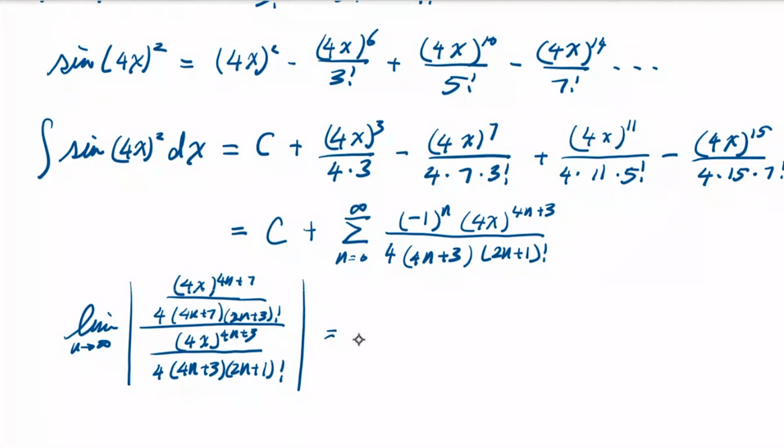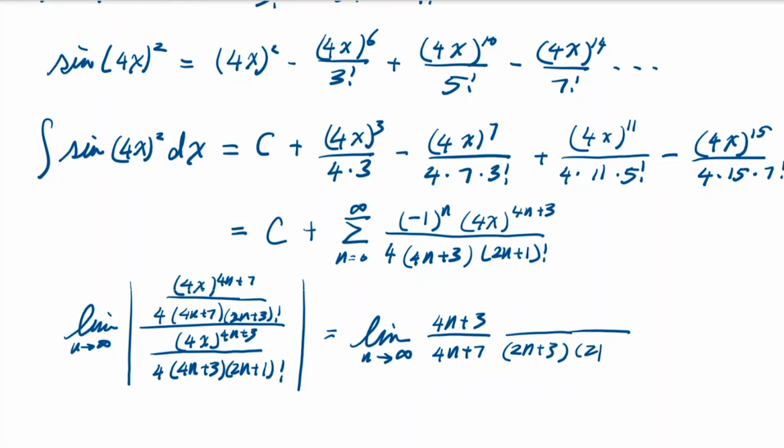Okay, let's try to simplify that fraction without losing our sanity. 4's cancel. I think here is 4n plus 3 and 4n plus 7 to start off. And then 4x term. Wait, I still have one of the factorials left over. So let's just put it as 2n plus 3. Well, these factorials differ by 2, so I need one more term, 2n plus 2. Is that how you cancel those factorials?